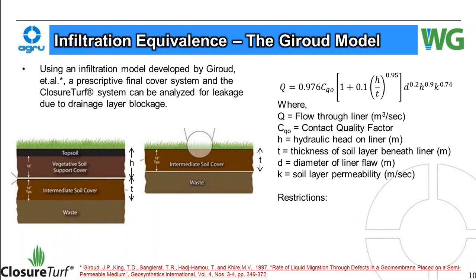And then there are some restrictions on this equation. The diameter of the flaw has to be between these dimensions here. The hydraulic head has to be no more than 3 meters deep, which is not a problem for ClosureTurf. And then the permeability of the soil beneath the liner has to be between these ranges here for this equation to be valid. It's all in metric. I haven't done an English conversion on it, but all these variables here are in metric.